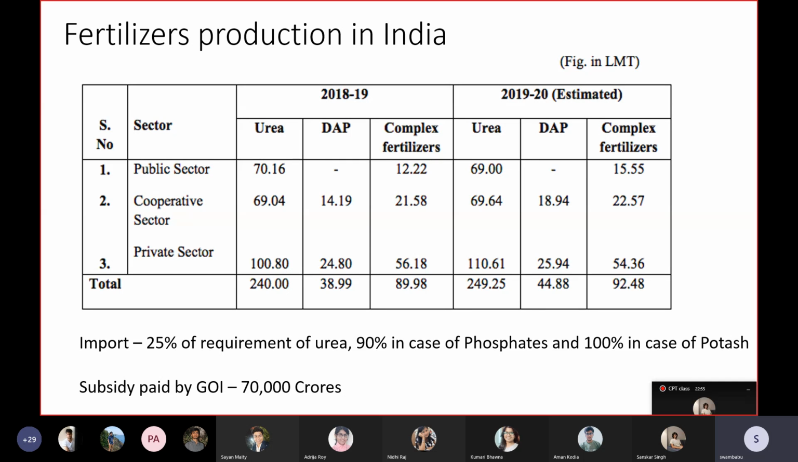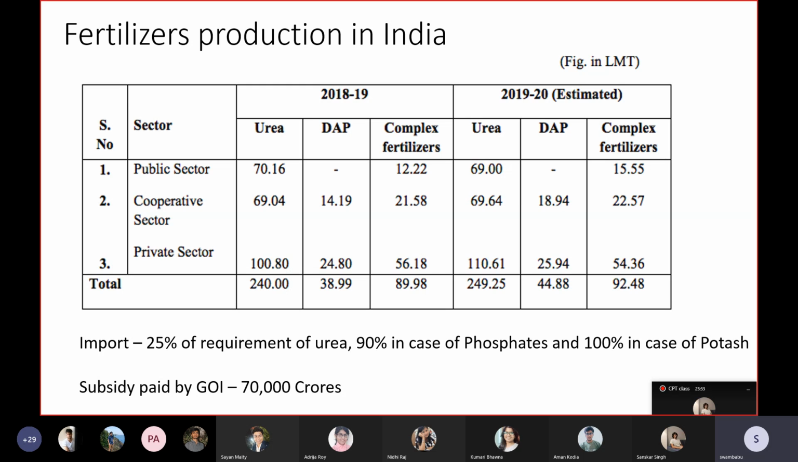So, we have public sector companies, corporate and private sector companies. Various fertilizer industries are there: public sector, corporate sector and private sector. All the three are there. We produce three types of fertilizers in India. One is urea, another one is DAP, diammonium phosphate, and another one is complex fertilizers.